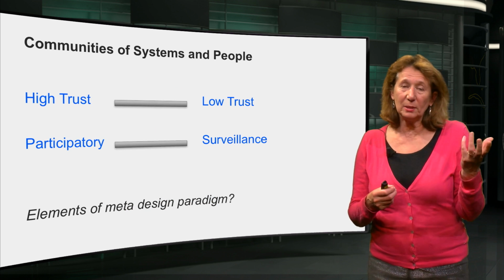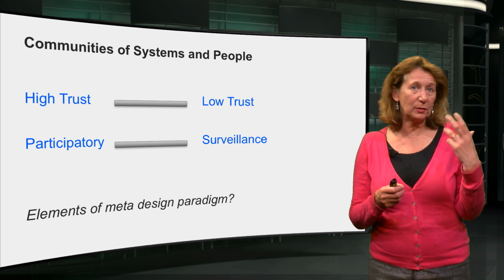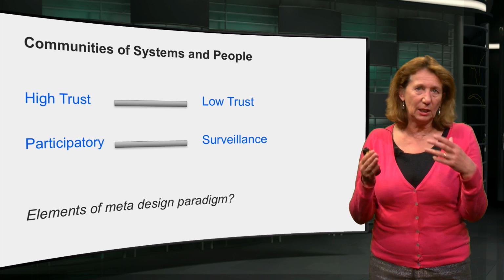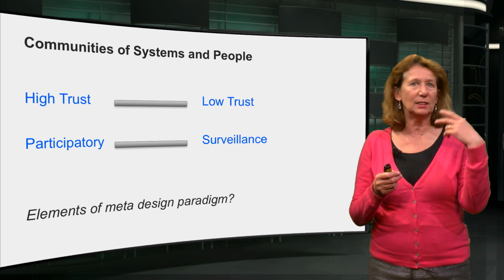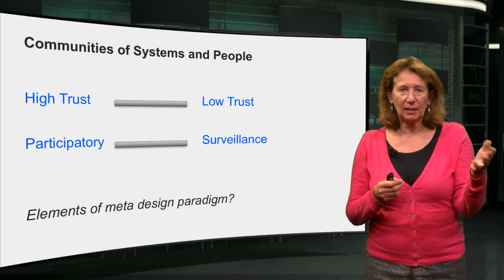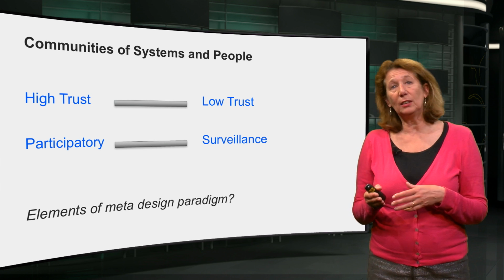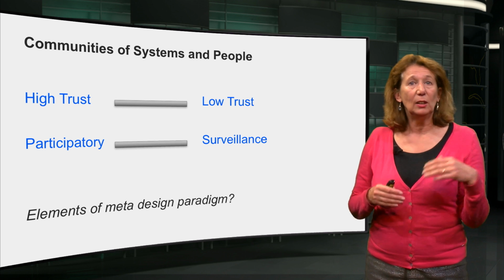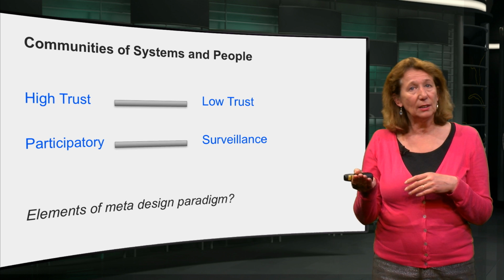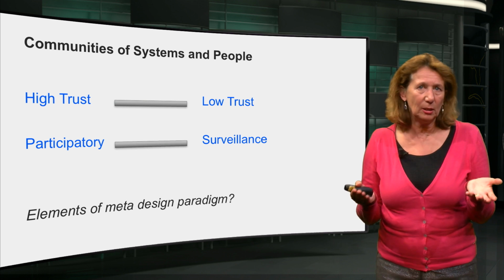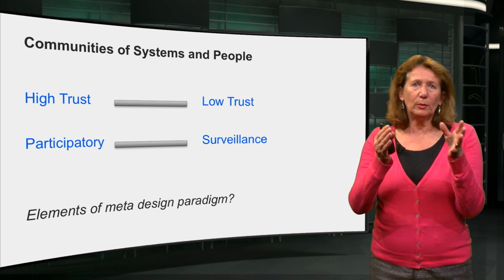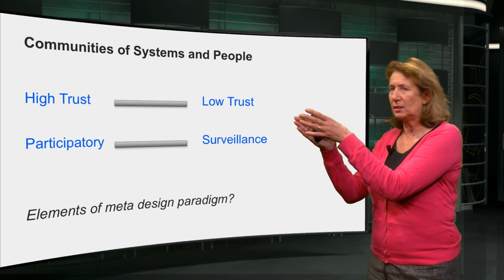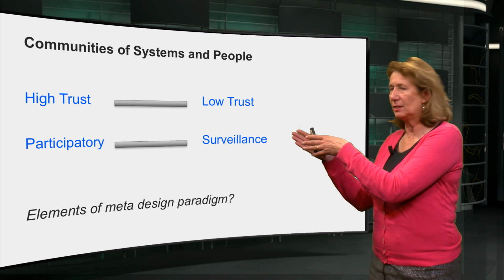It means as systems engineers, we design communities of systems and people. We don't only have communities of people. Every community now has electricity, mobile telephone, internet, and more and more and more. When you design, you have to think whether you design high trust or low trust. Whether you design for participation or whether you design for surveillance. What are the elements of this new meta-design paradigm? Because, of course, we move on this axis between low trust and high trust, between participation and surveillance.